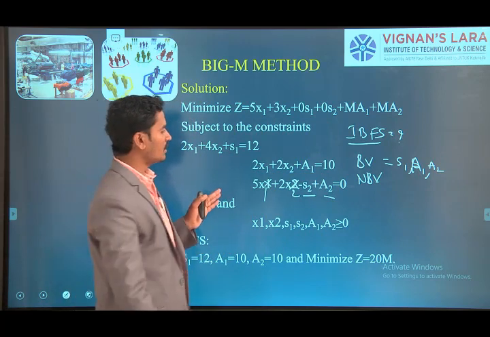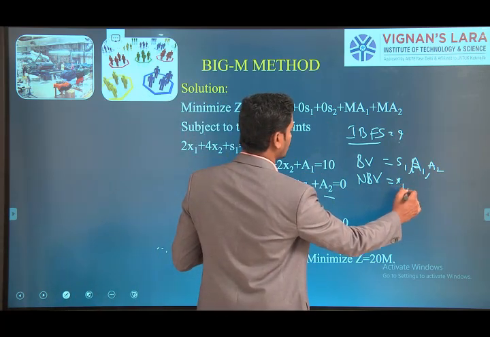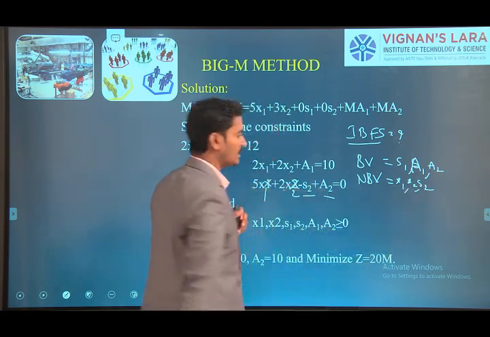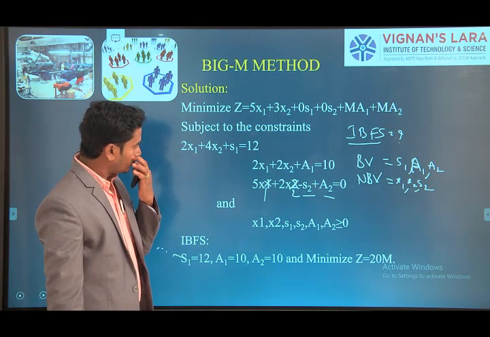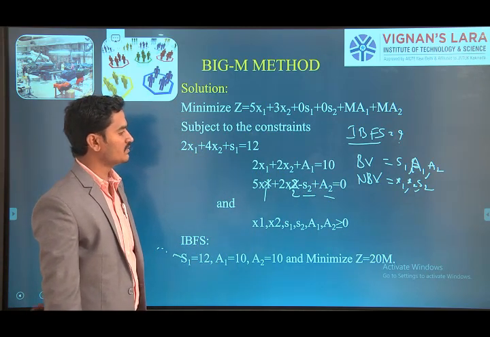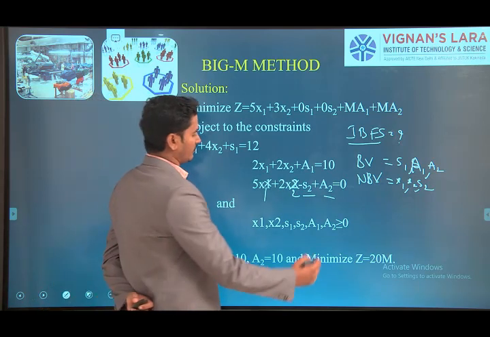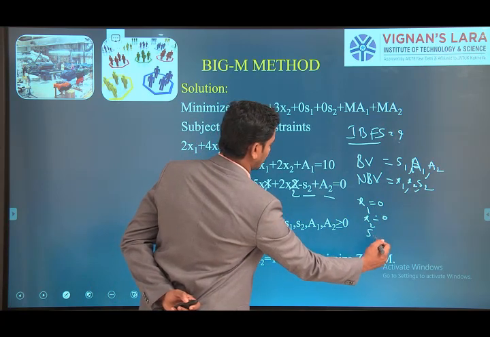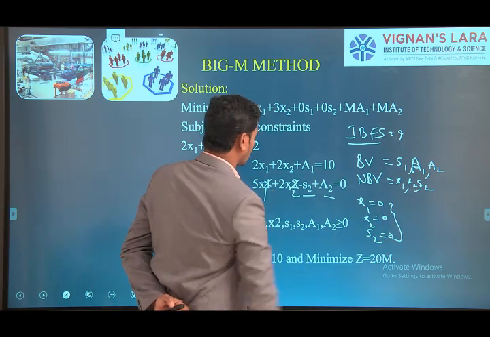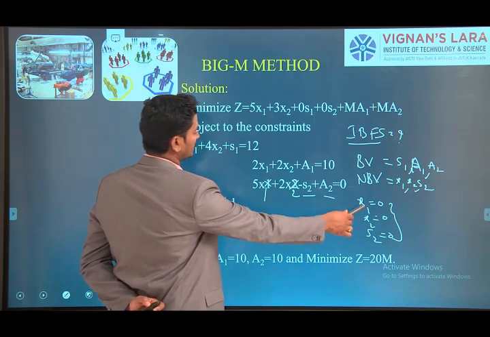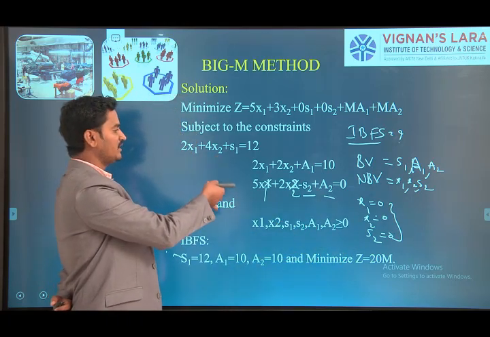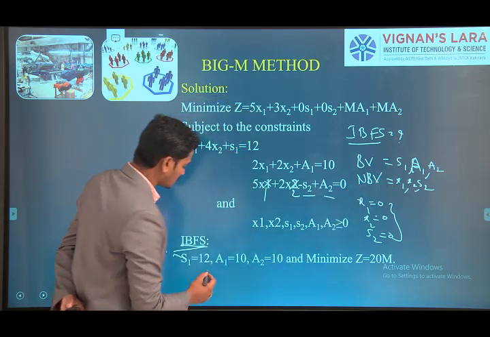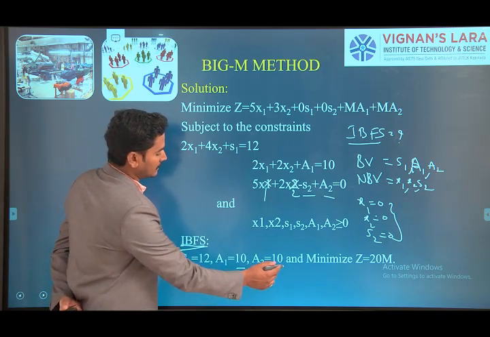Then the remaining variables are called non-basic variables. What are the non-basic variables? X1, X2, S2. These three are the non-basic variables. Here, what is the rule? All non-basic variables are equal to 0. So X1 is equal to 0, X2 is equal to 0, S2 is equal to 0. Then we find the initial basic feasible solution. We apply these non-basic variable values into these linear equations and get the initial basic feasible solution. Here, the initial basic feasible solution is S1 is 12, A1 is 10, A2 is 10.